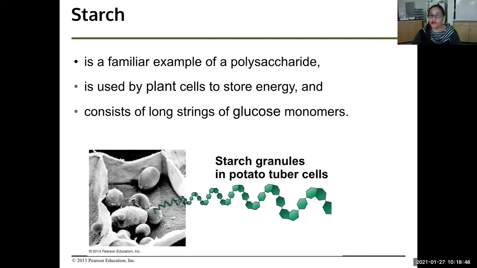Starch is a familiar example of a polysaccharide. It's used by plant cells to store energy. It consists of long strings of glucose monomers. So that is a microscopic image of a starch granule in potato cells. If we were in class, we would be staining them purple and looking at them under a microscope. But if you look at its chemical compound, it is just repeating units of glucose molecules strung together in a huge long chain.